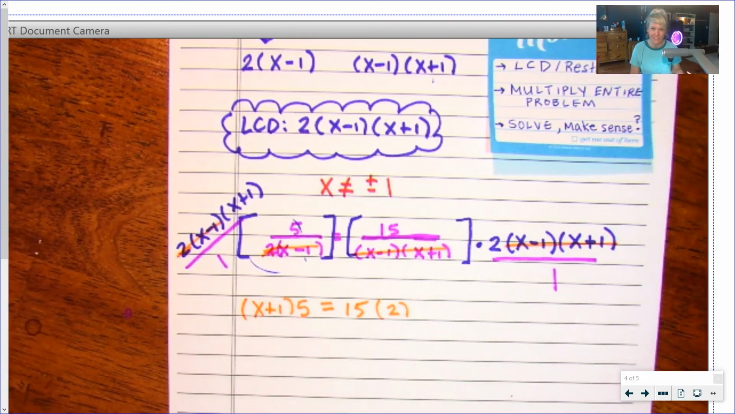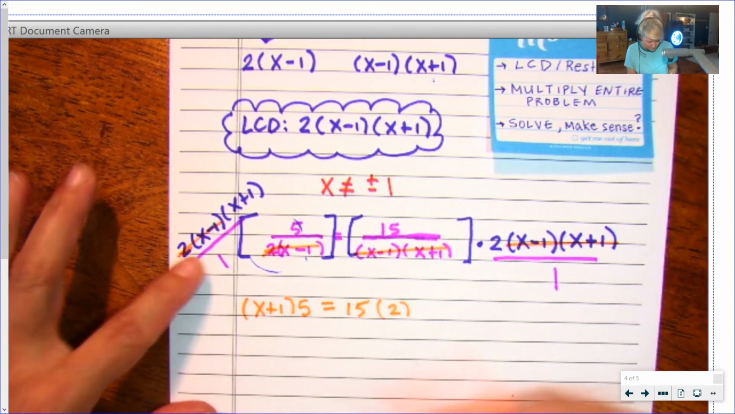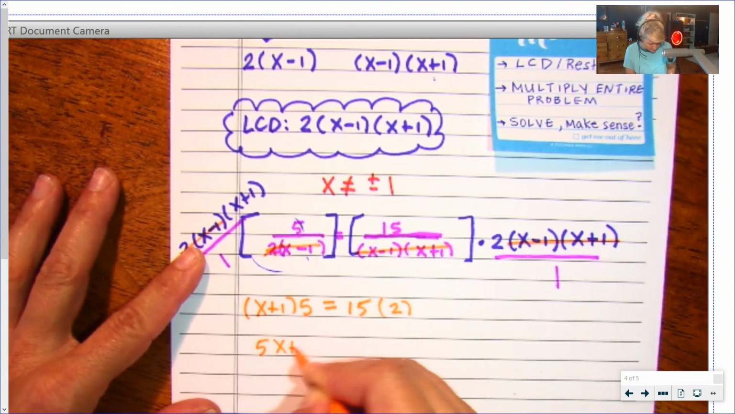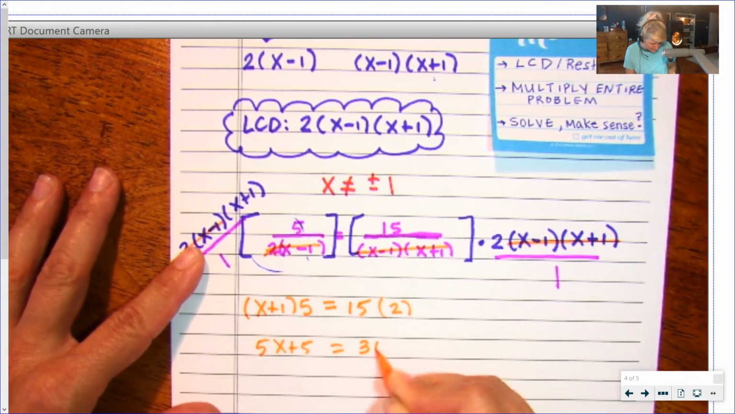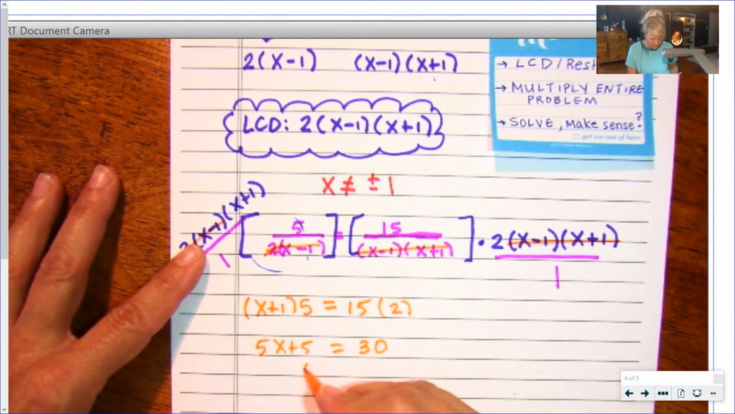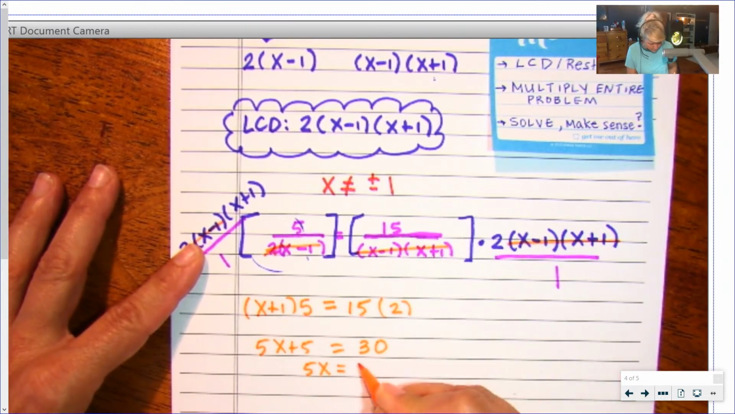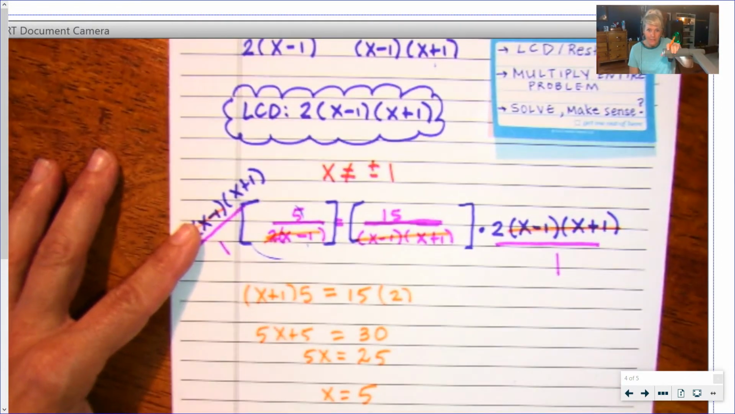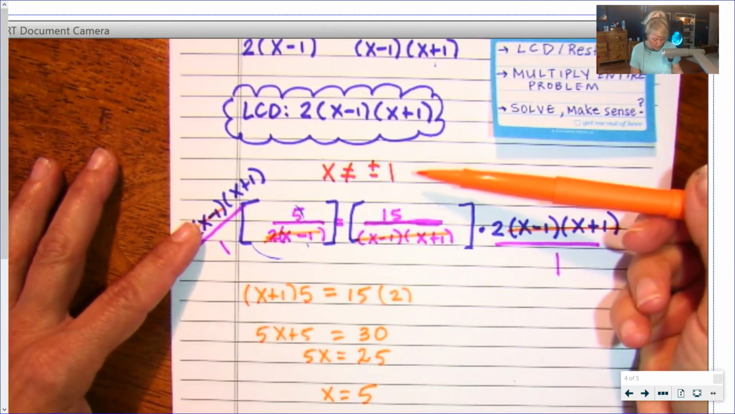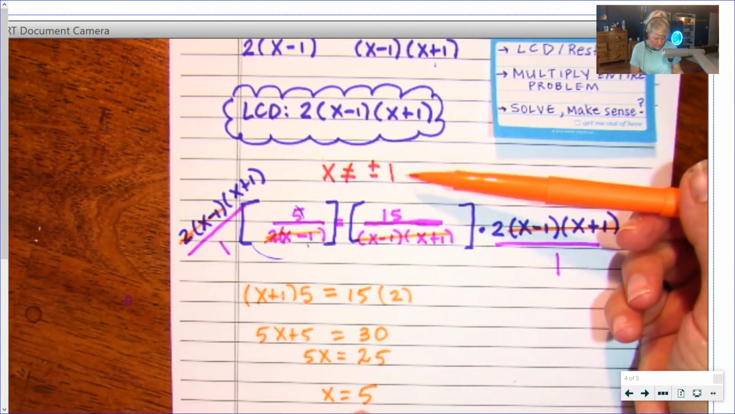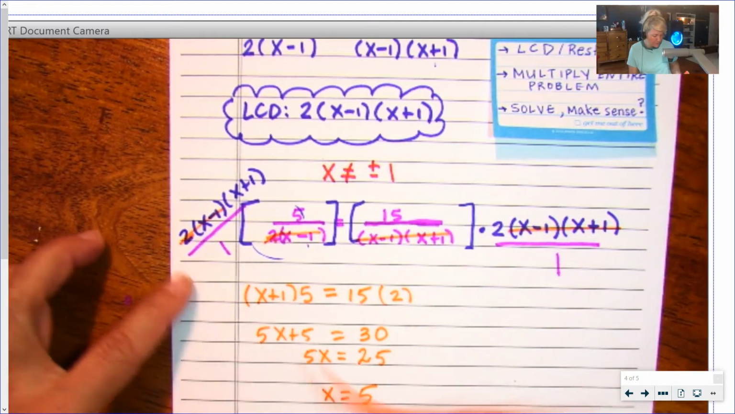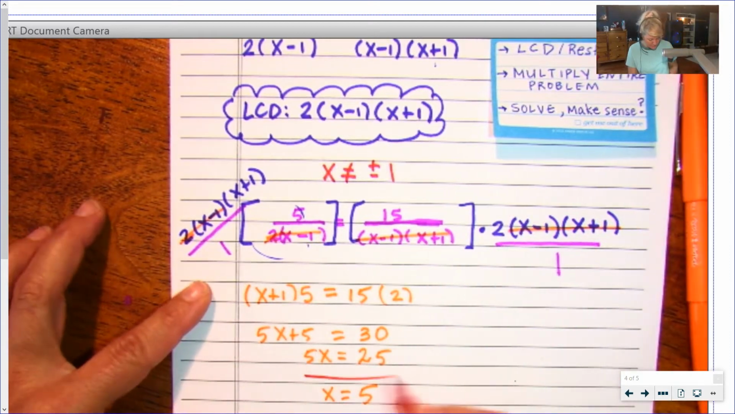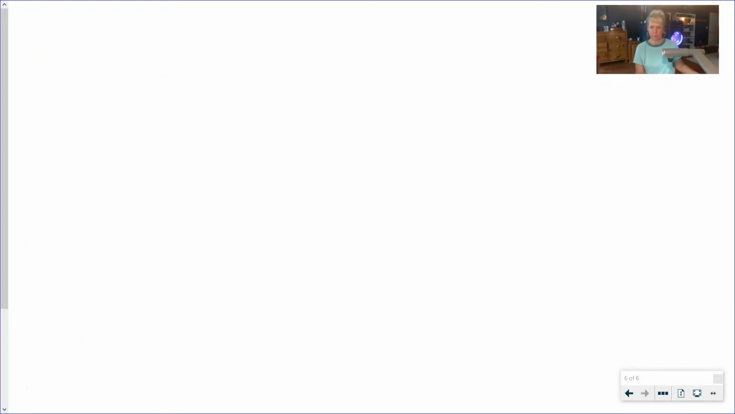Let's go ahead and solve it. I'm going to distribute. Of course, the side's a 30. Subtract 5 from both sides. And x is going to equal 5. Now, before I box that in, I'm just going to glance up here and make sure neither one of these is a positive or a negative 1, and of course it's not. So that's going to be the answer to this problem.